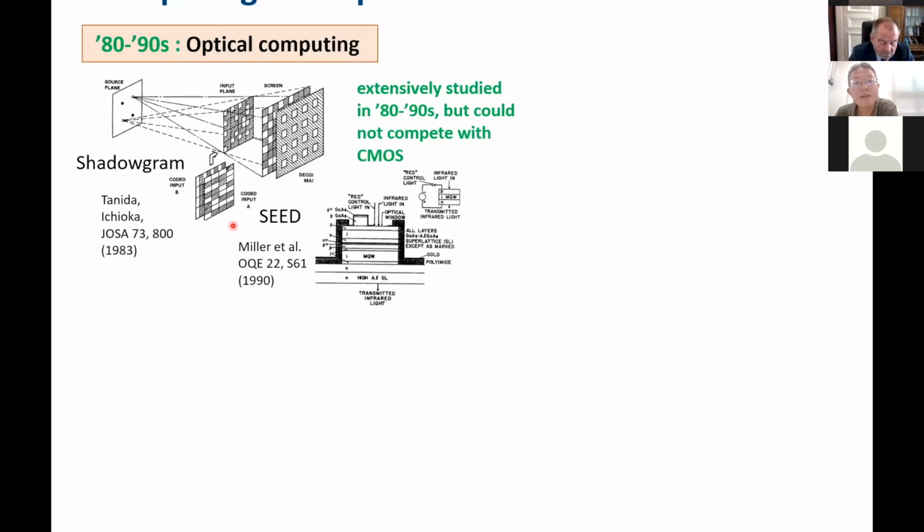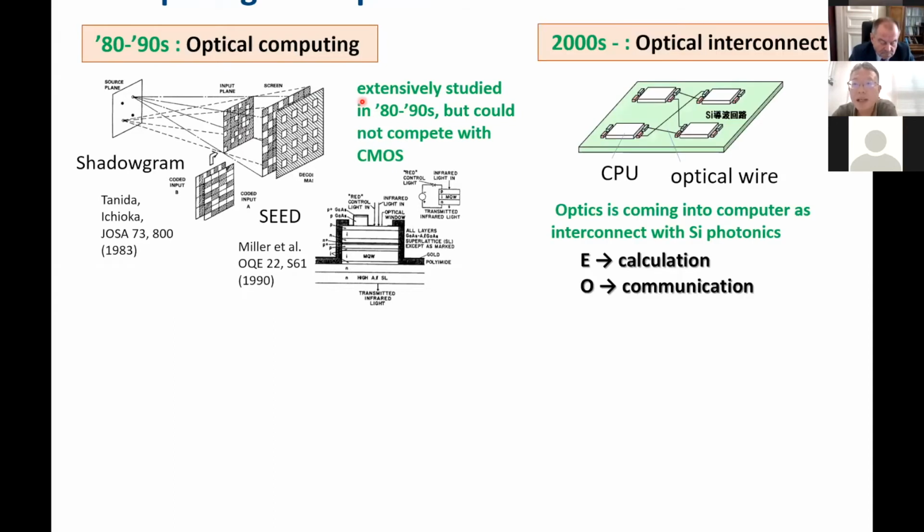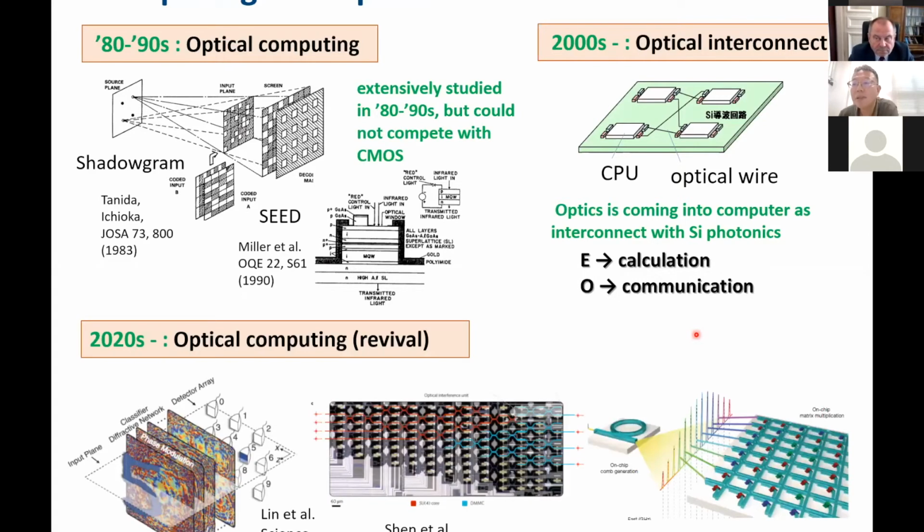Okay, so as you might know, optical computing was extensively studied in the 80s and 90s, but it turned out that it could not compete with CMOS processors. Then, in terms of computation, optics was being used as an optical interconnect in 2000. However, this trend is recently changing. In fact, a number of novel optical computing methods or technologies were proposed and demonstrated recently.